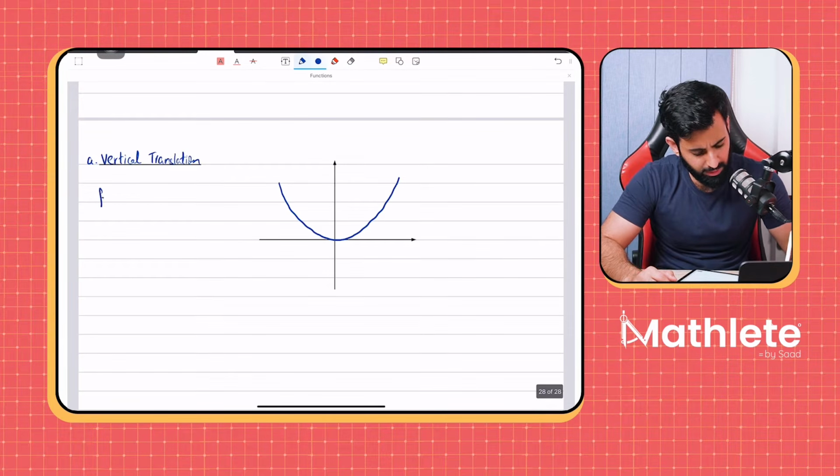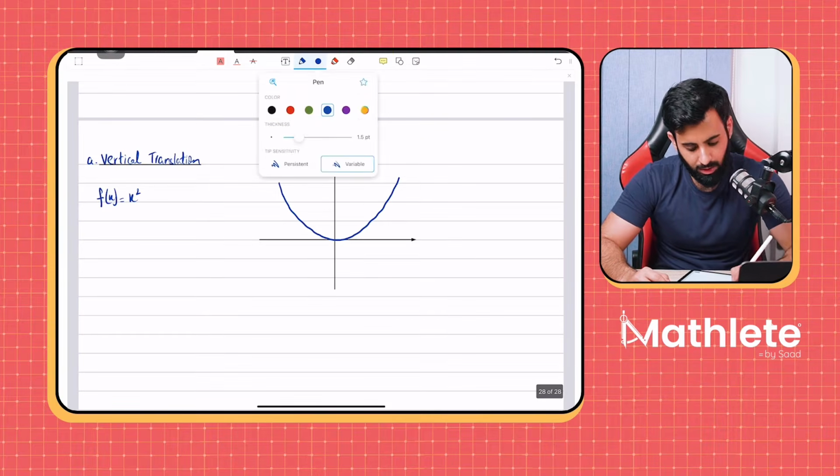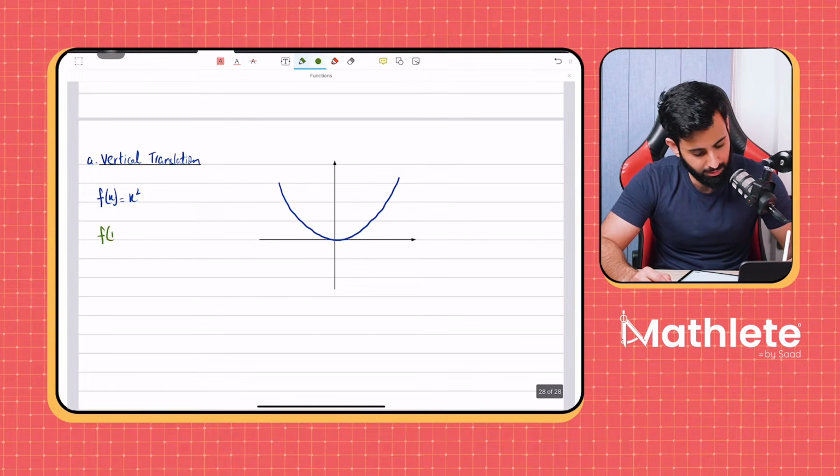When I say y equals x square, or if I say f of x equals x square, I don't want you guys to get confused. They both mean the same thing. So this is the graph of y equals f of x equals x square. Now what happens if I have to draw f of x equals x square plus 2?